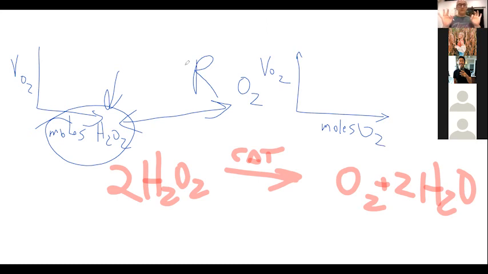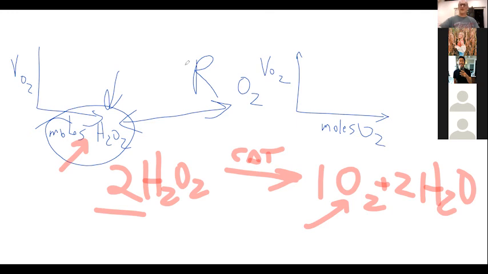Everything's kosher. So this means that I have a relationship of 2 moles of peroxide makes 1 mole of oxygen. So actually, I put twice as many moles as I should have, because I plotted moles of H2O2, and I needed to divide that by 2. What would that do to my slope?